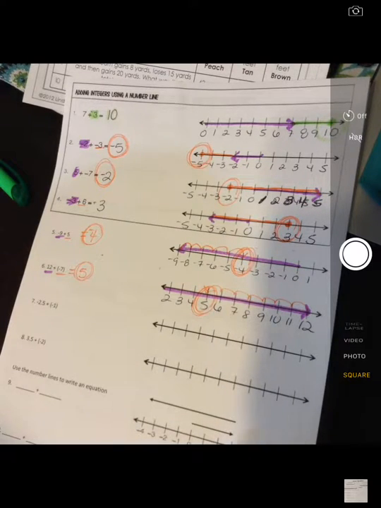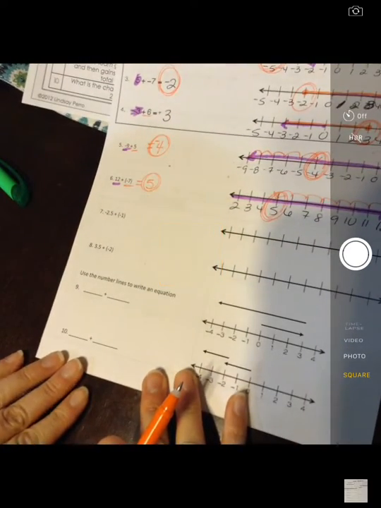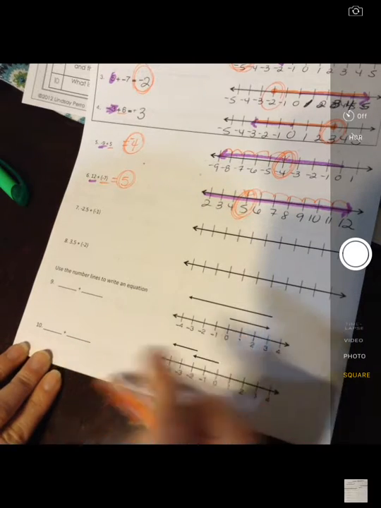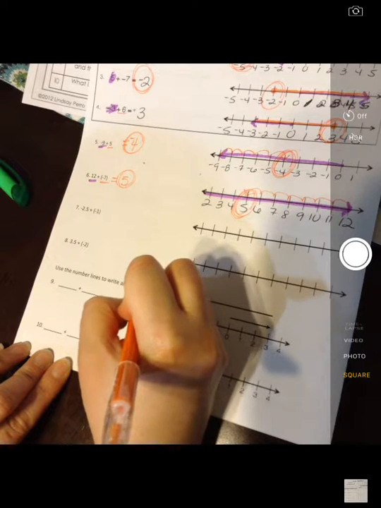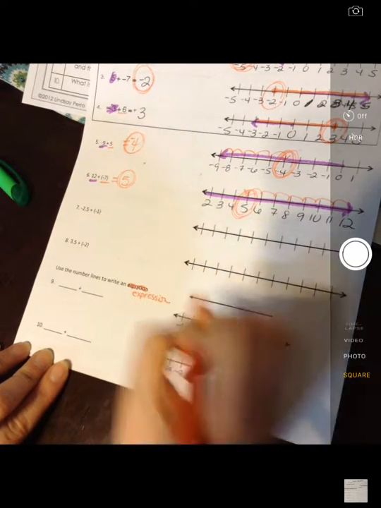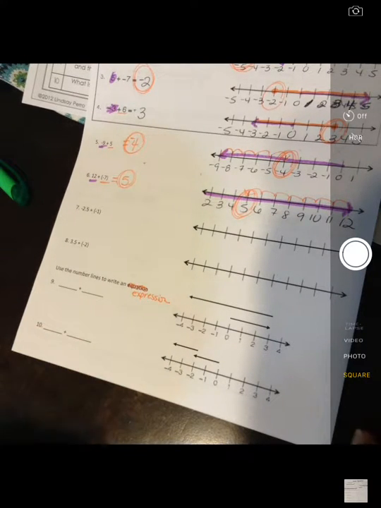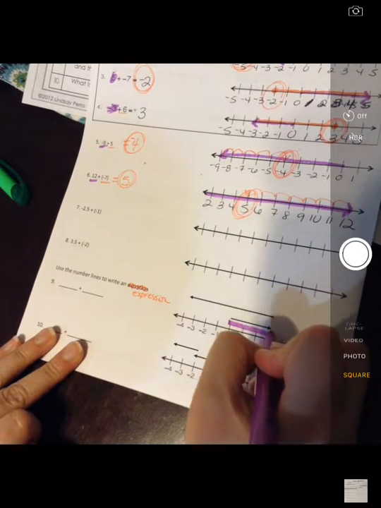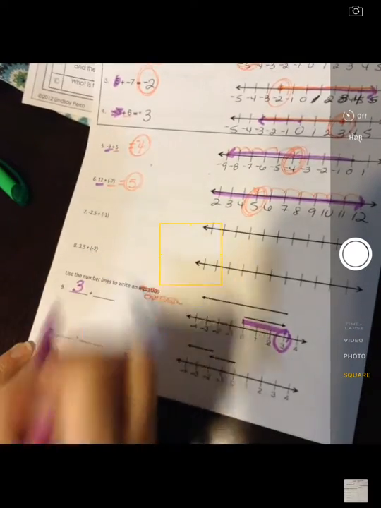I think we get the idea on this, so I'm going to jump to number 9 and 10 here at the bottom. So now it's given you the number line. We have to write the equation, or the expression is what this should say. Okay, so let's take a look. Remember, we start from 0. So if I start from 0, it goes up to 3. So put a 3.